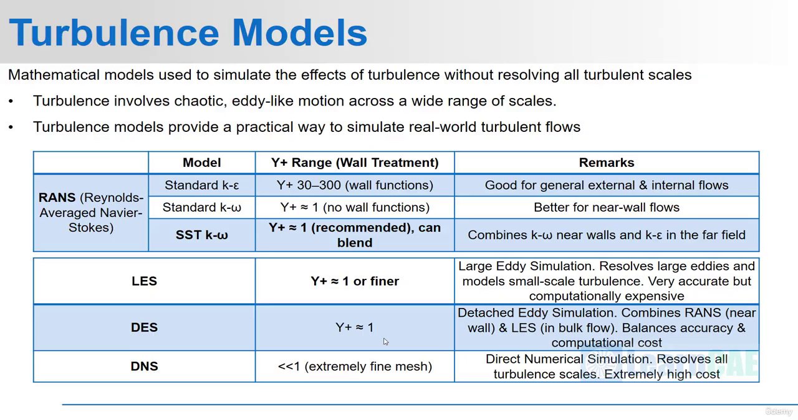Next is DNS. This is direct numerical simulation. It resolves all the turbulence scales and it is extremely expensive because you have to use y plus which is far less than 1 in this case. That is, the mesh should be extremely fine to capture all the turbulence scales. DNS is mostly used in academic research for simpler geometries. Alright, we have seen a quick introduction about turbulence models and y plus.